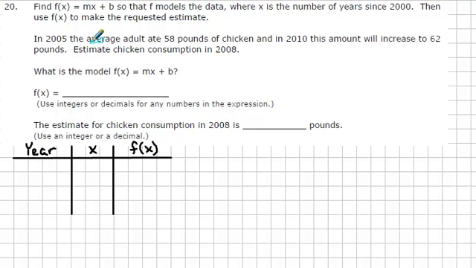So reading through the information, it says in 2005, the average adult ate 58 pounds of chicken. So the year is 2005. And then the next year that we encounter is 2010. And finally, we're asked to estimate chicken consumption in 2008.